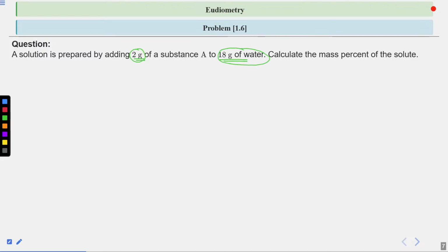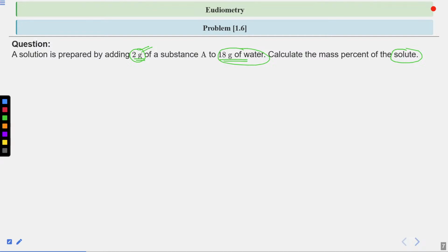Then what is the solute here? The solute is the substance A whose mass is 2 gram, and the solvent is water whose mass is 18 gram. Then you have to calculate the mass percentage of the solute. It may also be asked in the question to calculate the mass percent of the solvent. That would be simple, I guess. Just substitute the mass of solute with the mass of solvent and you will get your answer.